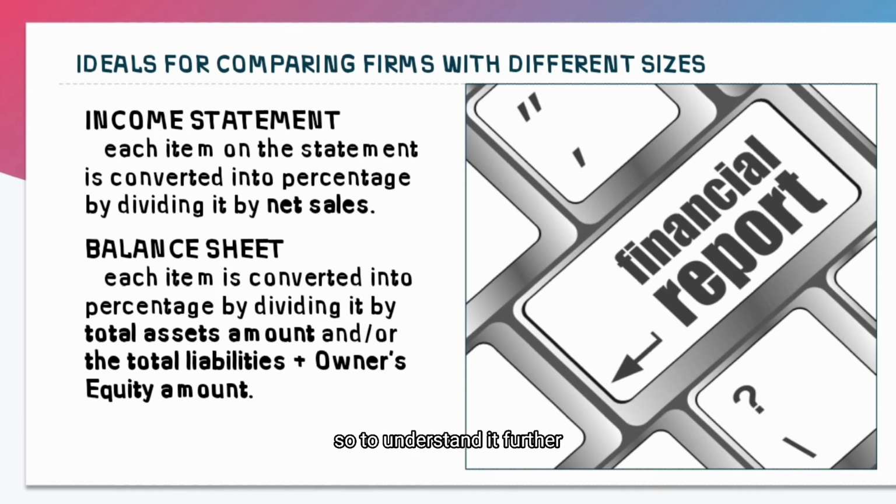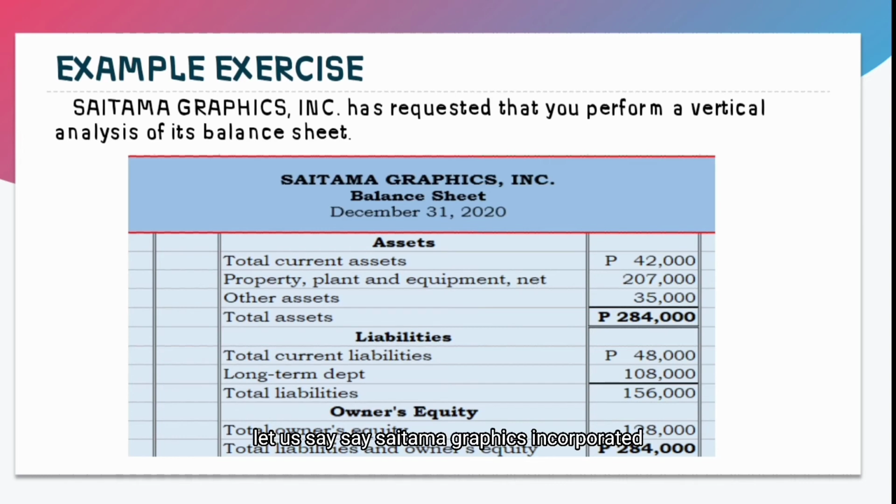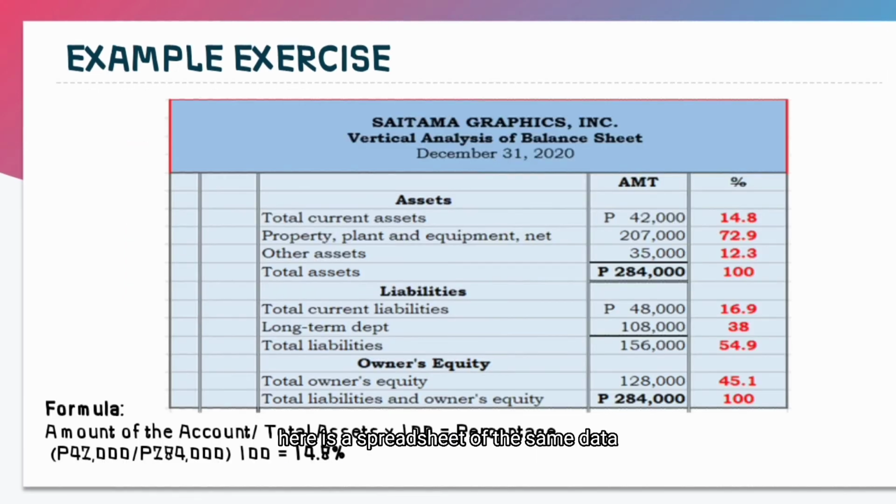So to understand it further, here is an example. Let us say Saitama Graphics Incorporated has requested that you perform a vertical analysis of its balance sheet. Here we are given the data of its balance sheet. Here is a spreadsheet of the same data. And again, this is the balance sheet, so we're going to do a vertical analysis of the balance sheet. Remember that each line item is going to be expressed as a percent of total assets or total liabilities and owner's equity. Note that these are the same numbers and are interchangeable.